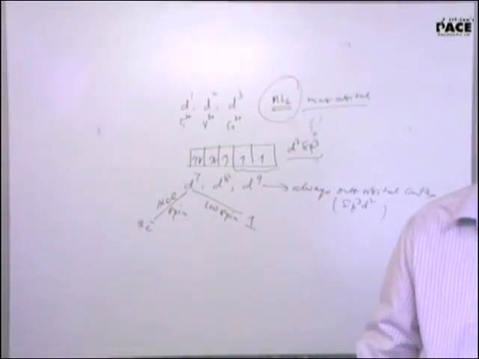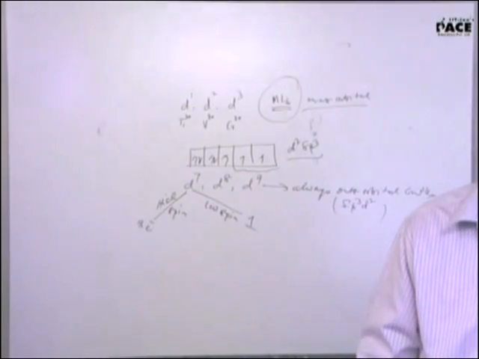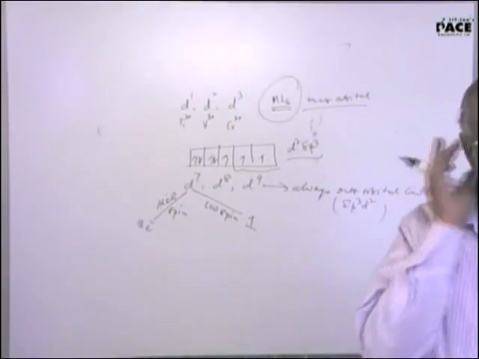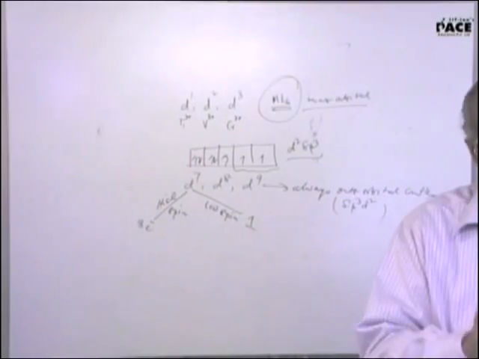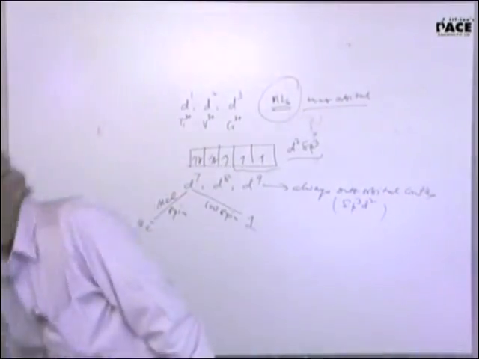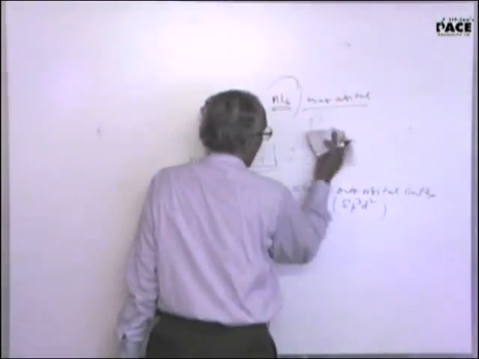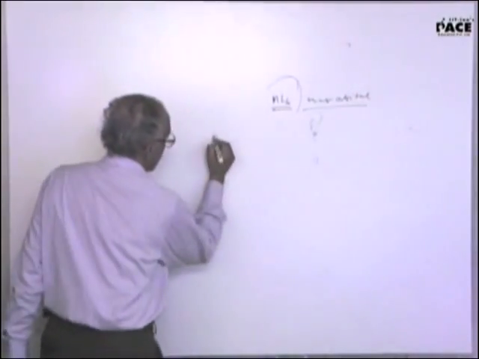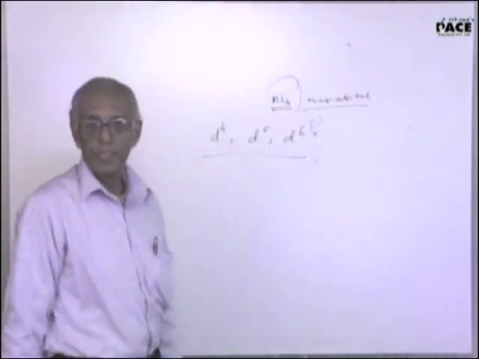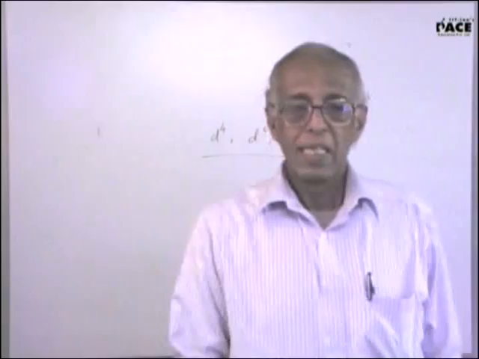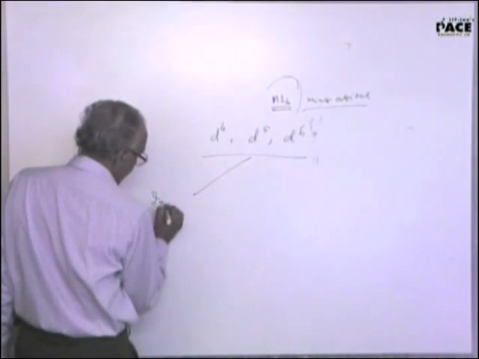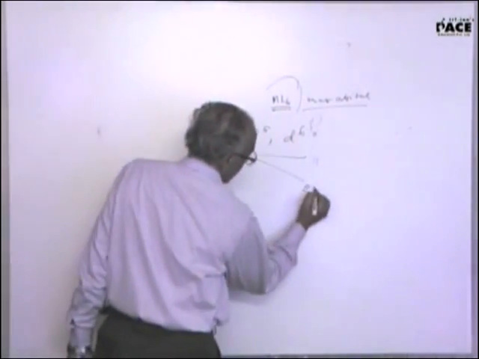Yes. So D7, D8, D9 will always be outer orbital. And D7 can form high spin and low spin, but not D8 and D9. Which are the leftovers? The leftovers are D4, D5, D6. They are the vulnerable ones. They can form inner or outer orbital complex.